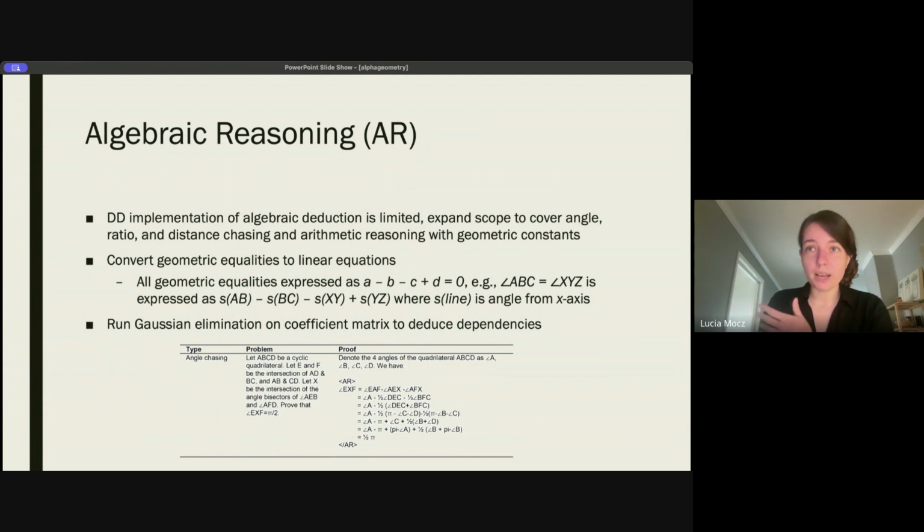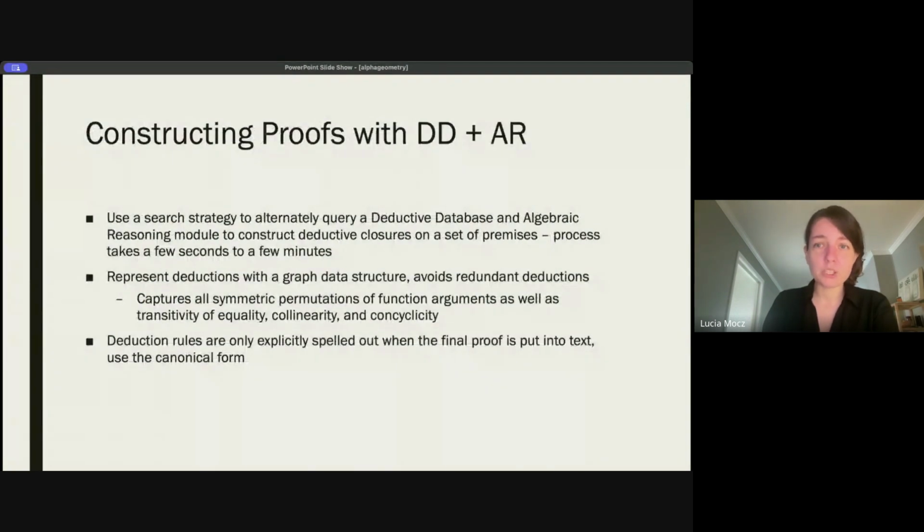So for solving IMO geometry problems, you'll need both deductive reasoning, which is the axiomatic aspect of geometric reasoning, and algebraic reasoning to be able to solve the numeric aspects of problems. And so a complete symbolic engine to be able to solve these IMO problems would construct proofs using both a deductive database and an algebraic reasoning module.